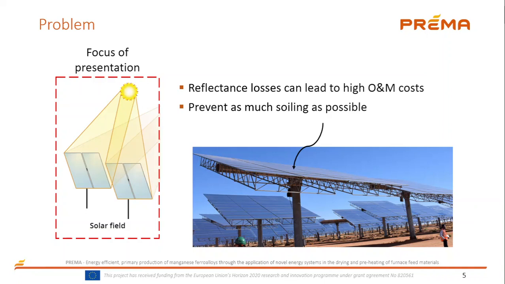Why? Because the performance of the solar field largely dictates the performance of the concentrating solar thermal plant, and the performance of the solar field is mostly determined by the reflectance losses resulting from dust deposition. It is thus important to prevent as much soiling as possible, which is the focus of this work.